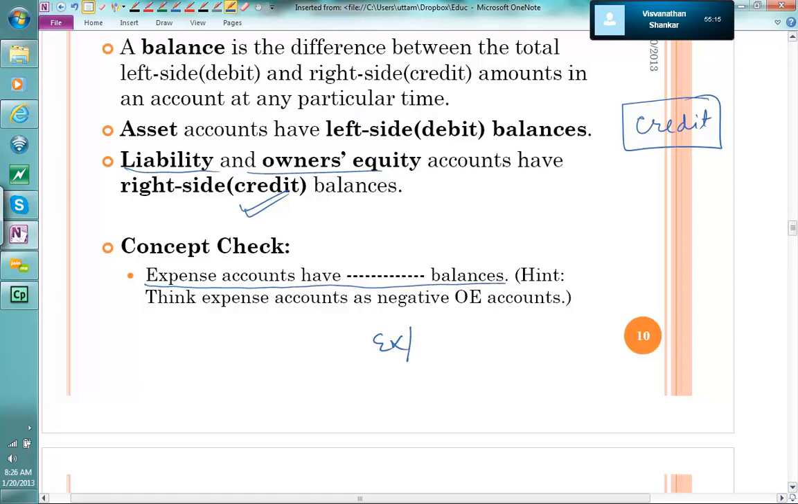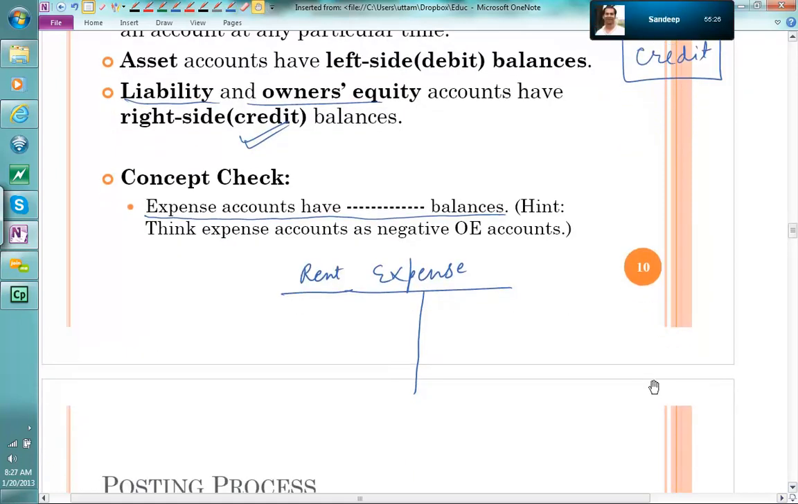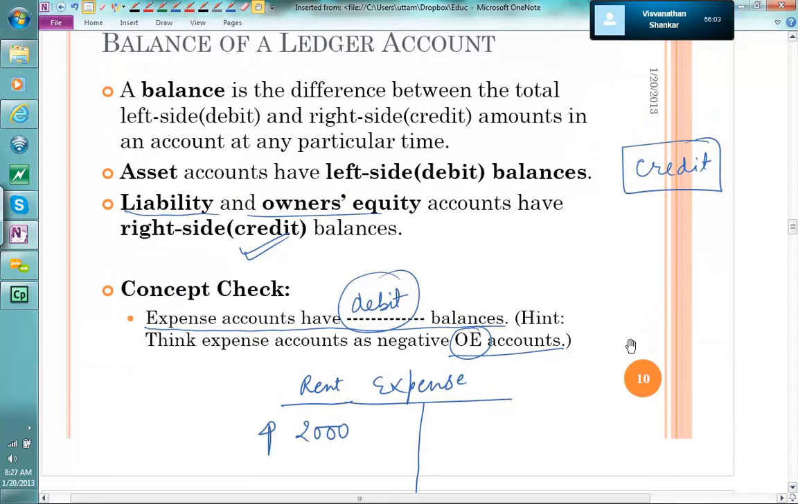Okay, let's look at an expense account. Let's make one. Suppose this is a rent expense and you paid the rent. Any expense will decrease the owner's equity, and decreasing the owner's equity means it is a debit entry. So rent expense increases when you debit it. So this is a debit balance account. All the expenses will be debit balance accounts. Simply remember, all the owner's equity accounts are credit balance accounts, and expense is opposite to owner's equity. It is reducing the owner's equity, so it will be a debit balance account. Is this concept clear? This is a very simple concept.